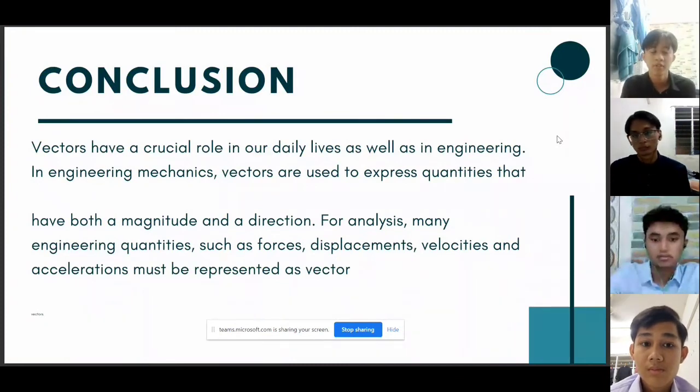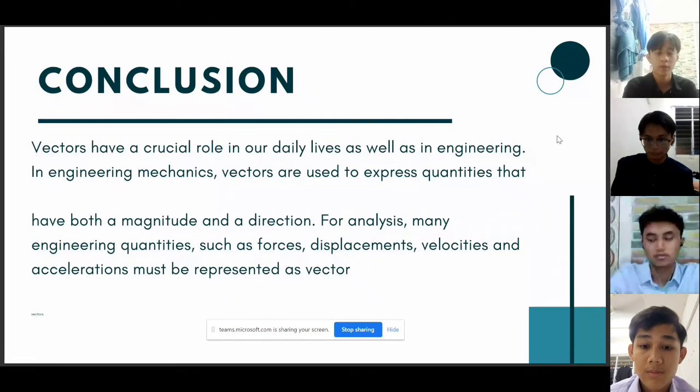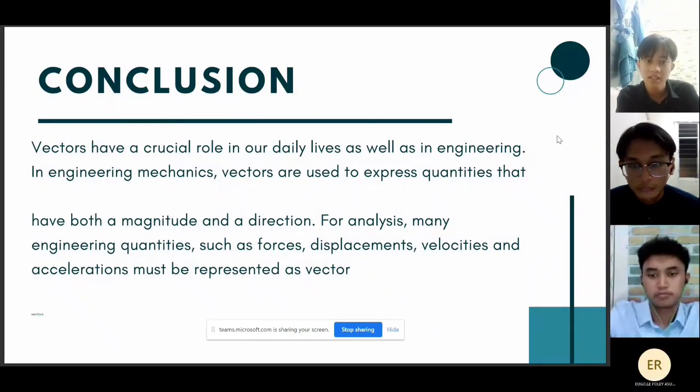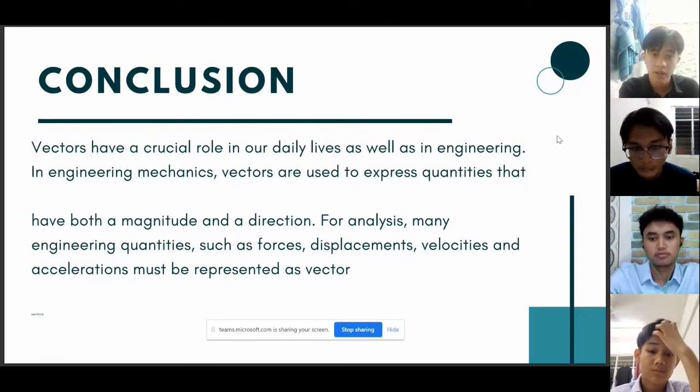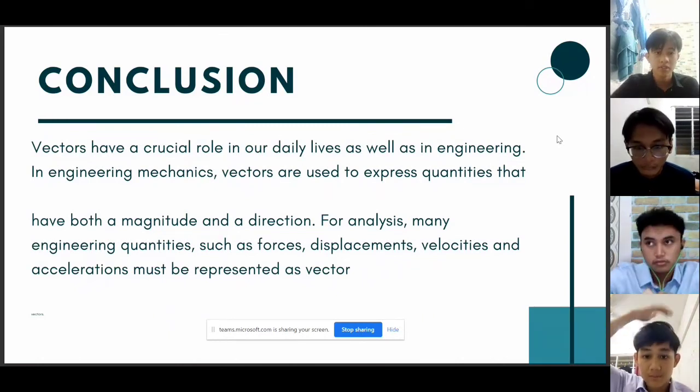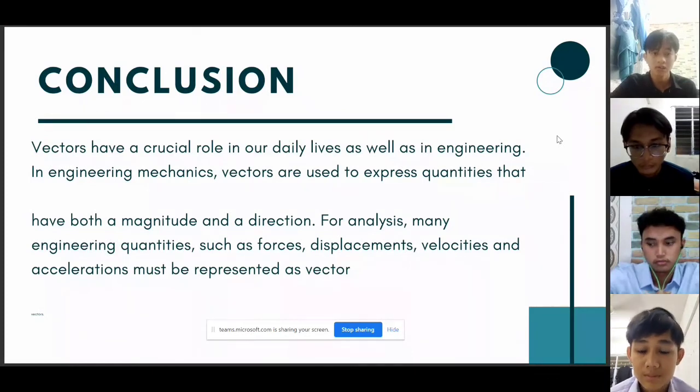Okay, for the conclusion, I will tell you about the conclusion that we got from this mechanical engineering topic on scalar and vector. Vectors have a crucial role in our daily life as well as in engineering mechanics. Vectors are used to express quantities that have both a magnitude and direction. For analysis, many engineering quantities such as forces, displacement, velocities, and acceleration must be represented as vectors. So based on what I know, scalar and vector help a lot in mechanical engineering because they help us to create something new.